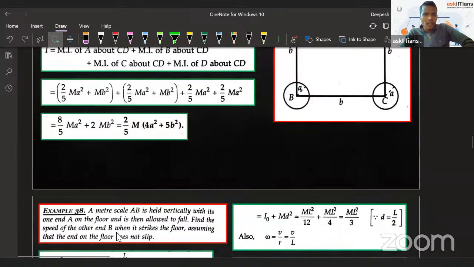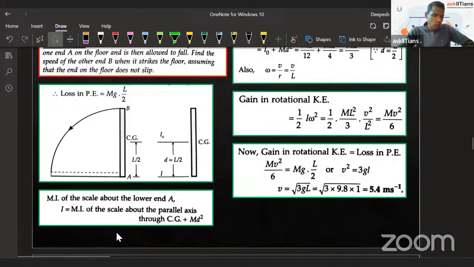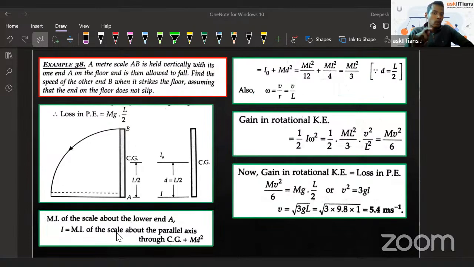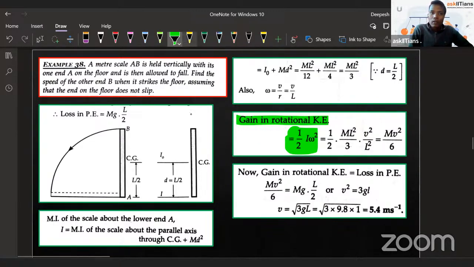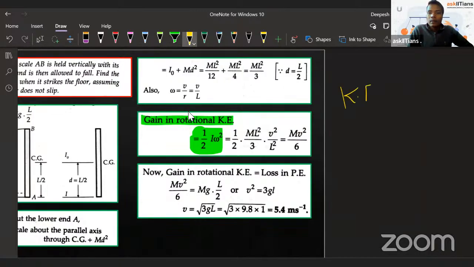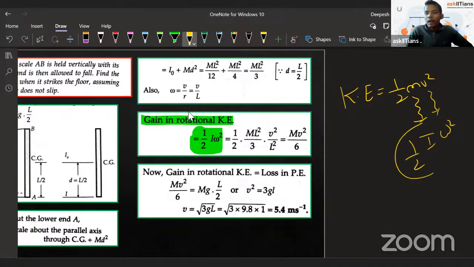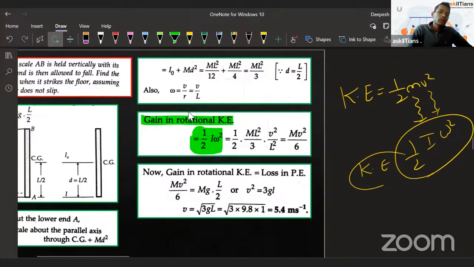Let's move ahead. Now there will be some questions like this as well. It's a very good question, I would say. Take it as homework. But one hint I will give you: if you have to calculate the gain in kinetic energy, as I told you, it will be half I omega square. Where is this formula coming from? The formula comes from kinetic energy equals half mv square. Converting it, mass becomes I, velocity becomes omega. Half I omega square is the kinetic energy for a body which is rotating.